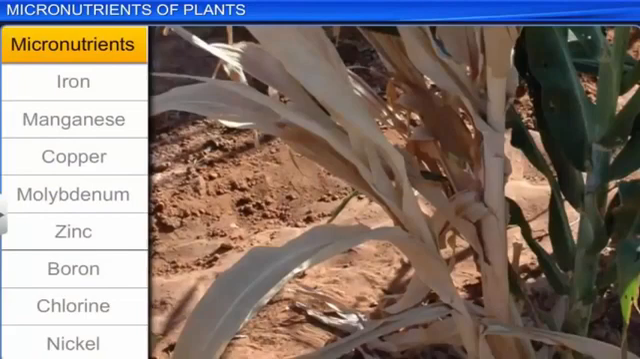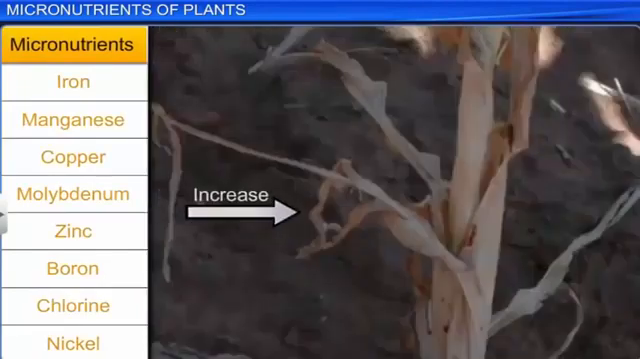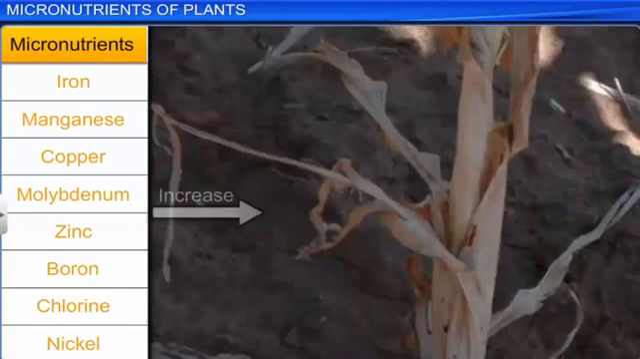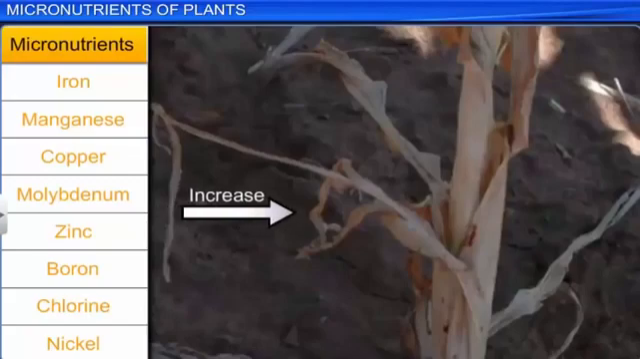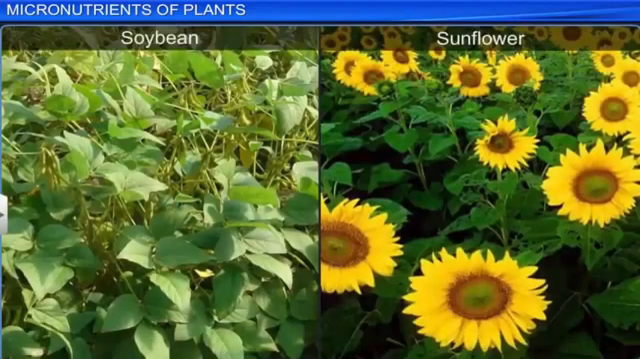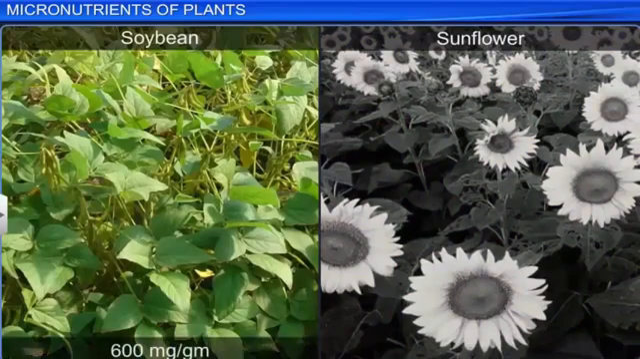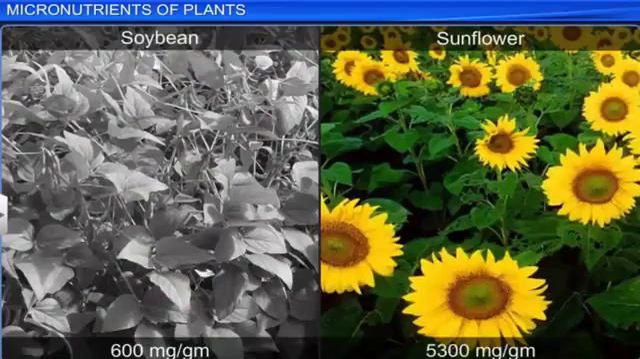Let us consider a different case in which there is an increase in the micronutrients. This is termed as toxicity. Any mineral ion concentration in tissues that reduces their dry weight by about 10% is considered toxic. Toxicity levels differ from plant to plant. In soybean, manganese is toxic at a concentration beyond 600 mg per gram. The sunflower plant shows toxicity symptoms only beyond 5,300 mg per gram.